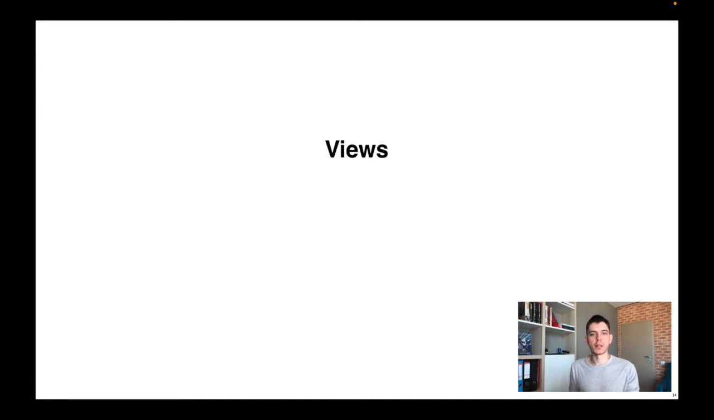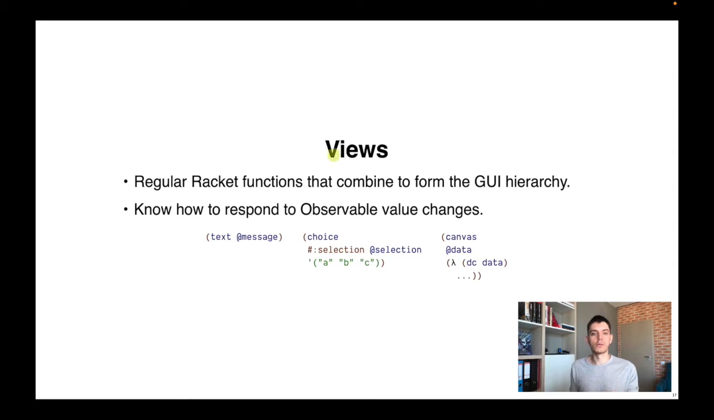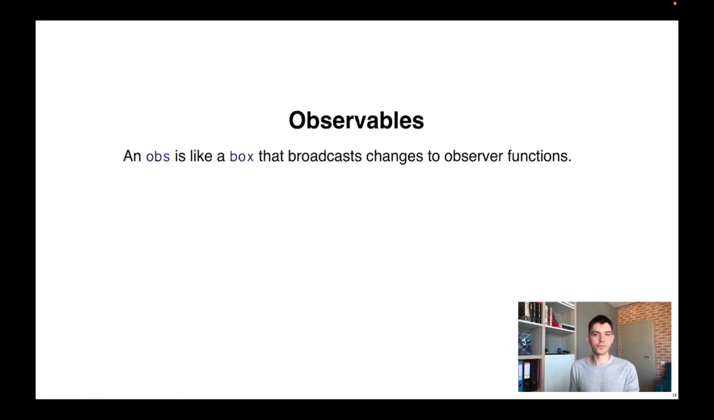So the basic building blocks provided by GUI Easy are views, and views are just regular Racket functions that combine to form the GUI hierarchy, and they know how to respond to changes in the observables that they depend on. So, for example, a text view depends on its input message and changes the label whenever that message changes. A choice view may change the selection whenever its selection input changes. A canvas view will apply its painting function every time its input data changes.